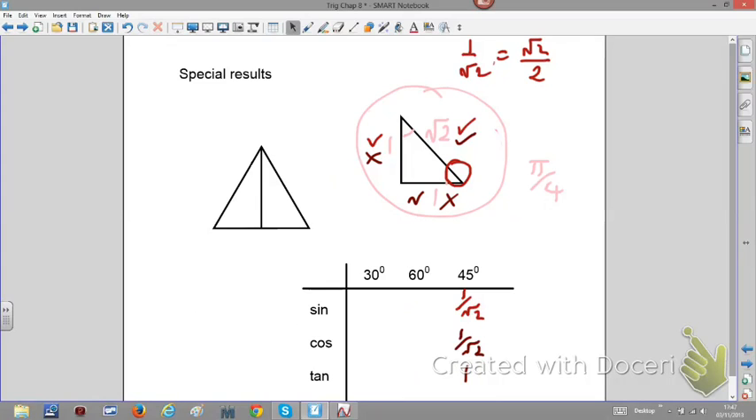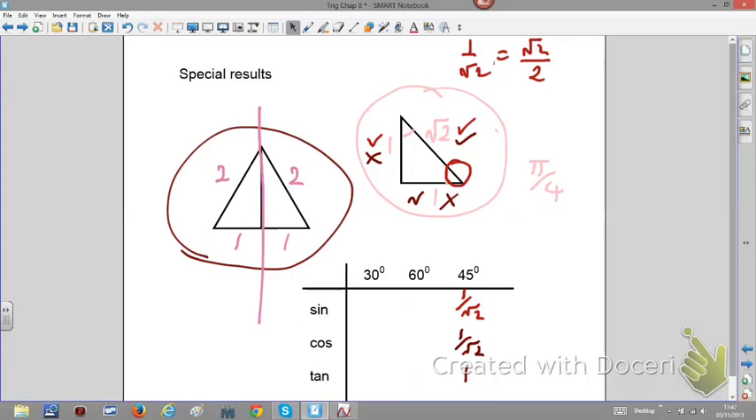Now let's look at this triangle here. Now this one is an equilateral triangle. And let's say each length is 2, 2. So this one will be 1 and 1. So let's just look at half of that triangle. So this angle would be pi over 3 or 60 degrees. Put that in there. And this angle here would be pi over 6 or 30 degrees.